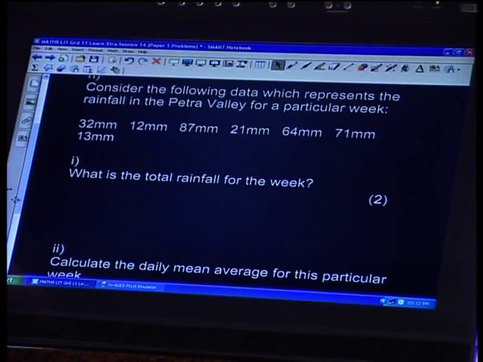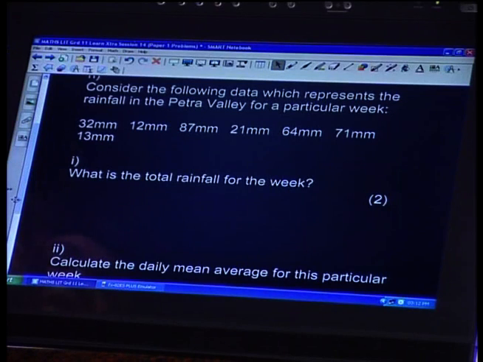Next question. Consider the following data, which represents the rainfall in the Petra Valley for a particular week. Now, the Petra Valley is a wonderful valley in the country of Lebanon, okay? And in this fantastic valley, there are wonderful grapevines that grow. And from those grapevines, obviously, they make a lot of grape juice, of course I do. Sometimes I make a bit of wine, but yeah, we'll talk grape juice because you're all under 18, so grape juice it is. Now, that valley tends to have quite a bit of rainfall, okay, because grapes require a good set of rainfall. So here it is for a particular week.